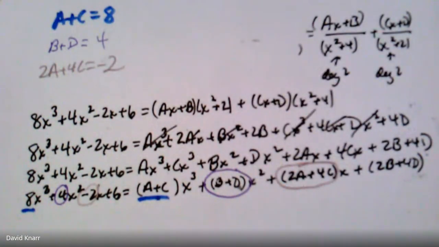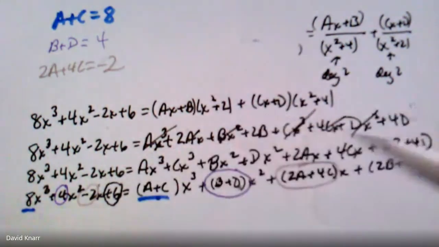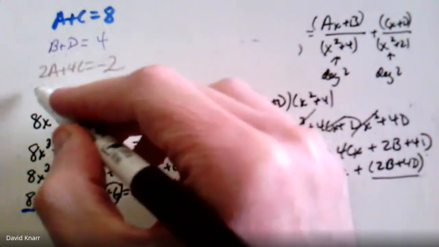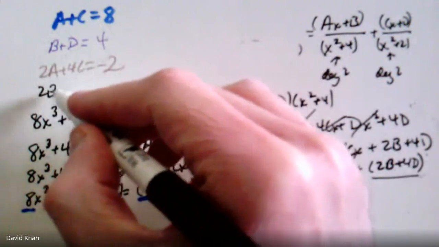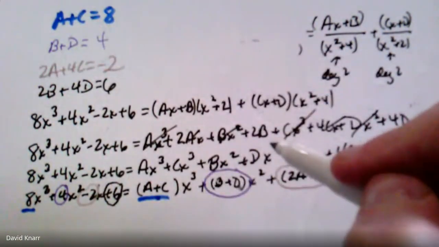And finally, I have some numbers by themselves. On the left, it's a positive 6. On the right, it's a 2b plus 4d. So I know 2b plus 4d has to equal 6.